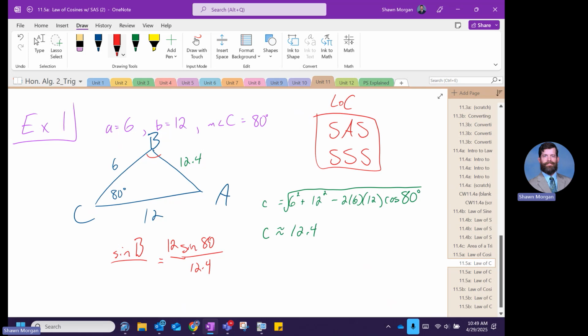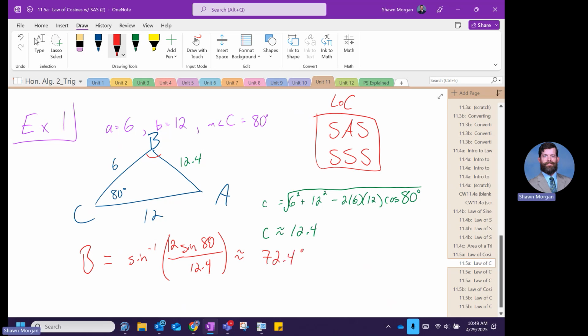And then, Christian, what do we want to take of both sides to get big B by itself? Very good. So we're going to take the inverse sine of both sides. Find what big B is. Anybody got a number for me?